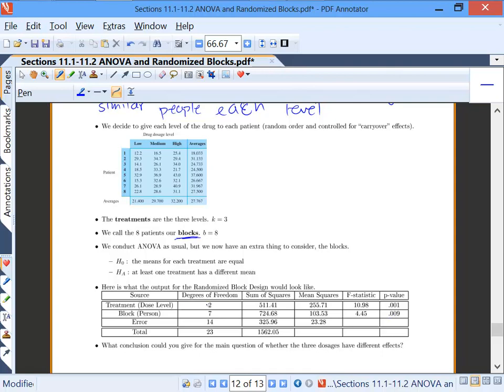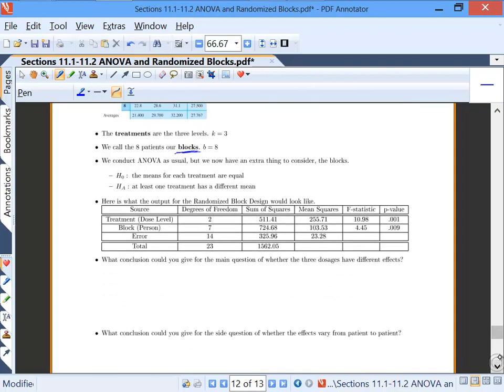So you still have your treatment, which is your dose level, and then you have your block, which is your person. But if I ask what conclusion you could give for the main question of whether the 3 dosages have different effects, you just look at the p-value for the dosages. That's all you have to look at. That's 0.001, so is that a big or small p-value? Small, no matter which alpha we pick.